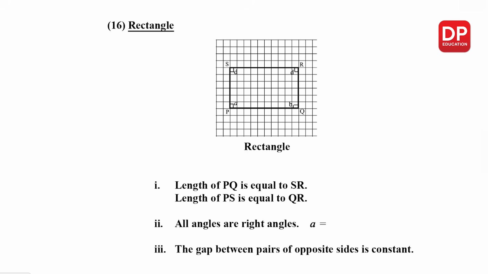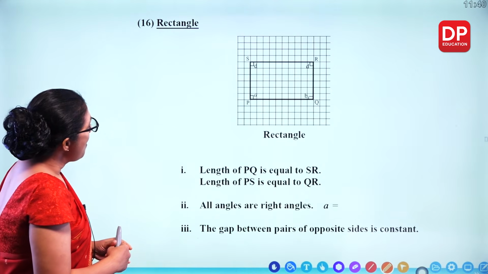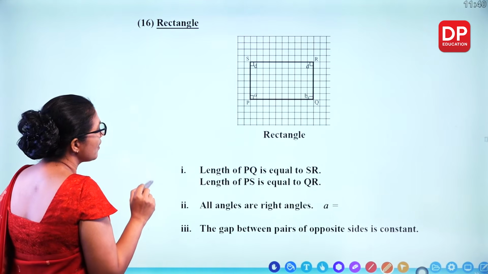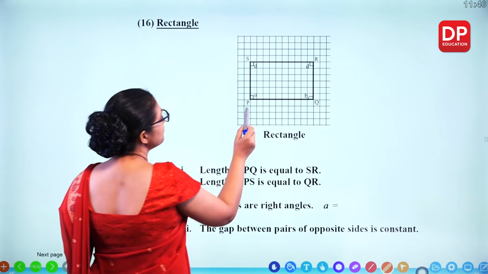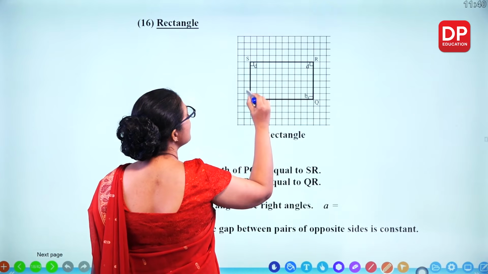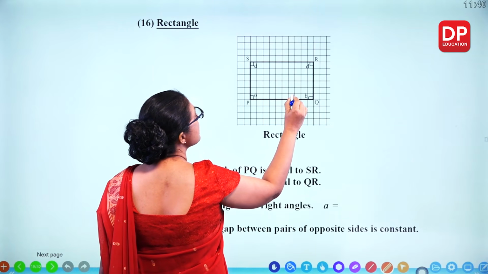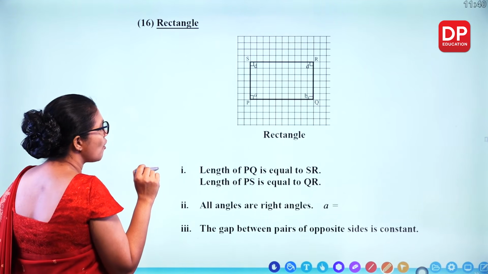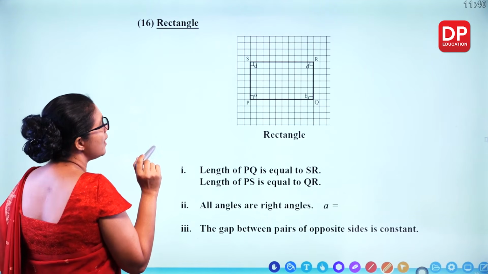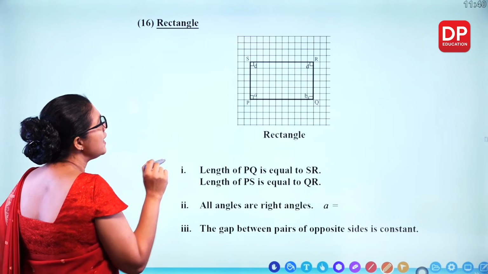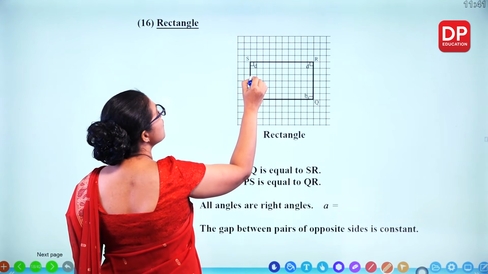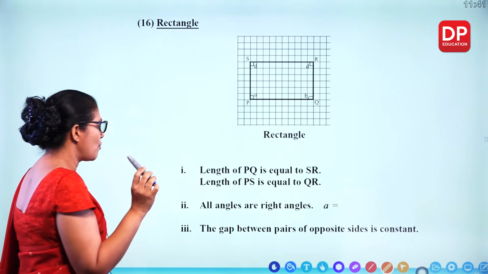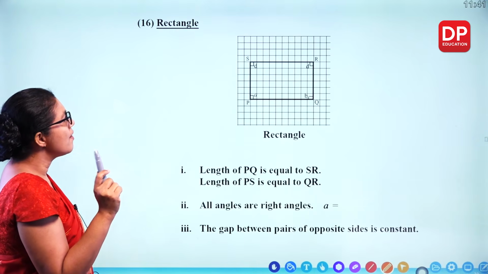Now we'll look at what a rectangle is. PQRS is a rectangle. The length of PQ is equal to the length of SR: 1, 2, 3, 4, 5, 6, 7, 8, 9, 10. 10 squares are there. The length of PS is 1, 2, 3, 4, 5, 6 squares, and that's equal to QR.